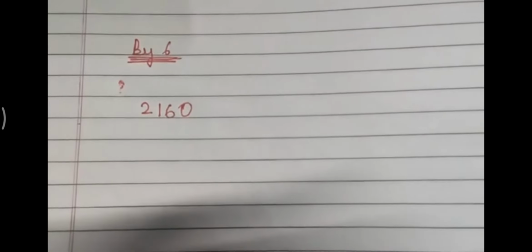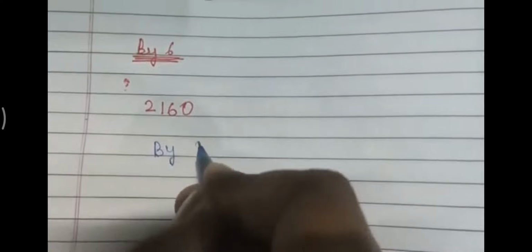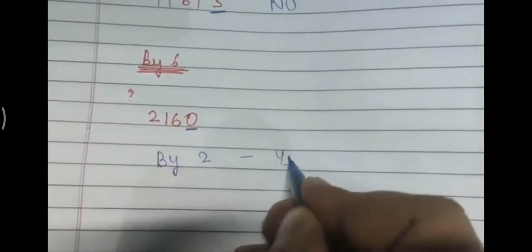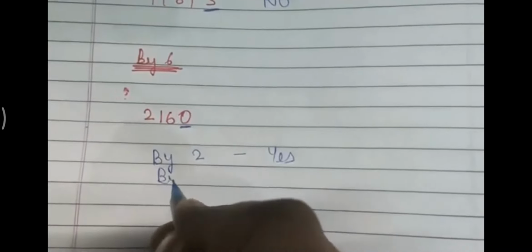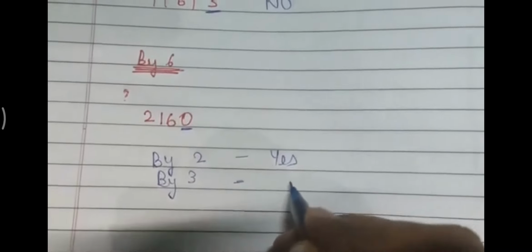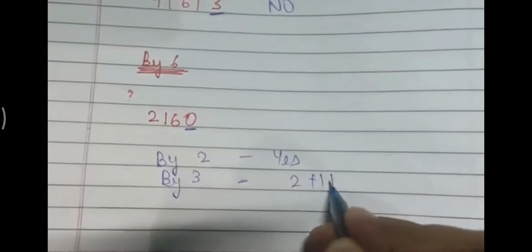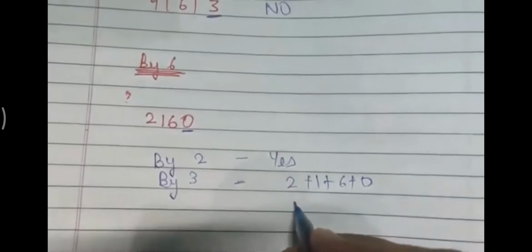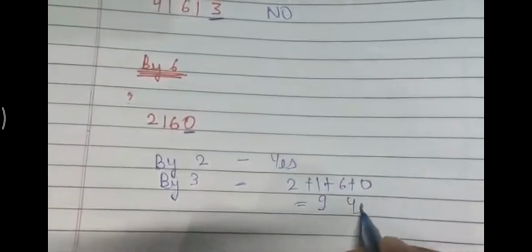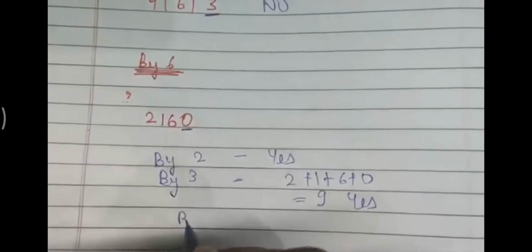Now the example: I have written a number. We will check the divisibility by 2 first. The last digit of this is 0, that's why it is divisible by 2. Now for 3, we will add all the digits: 2 plus 1 plus 6 plus 0. The answer is 9. Yes, it is also divisible by 3.